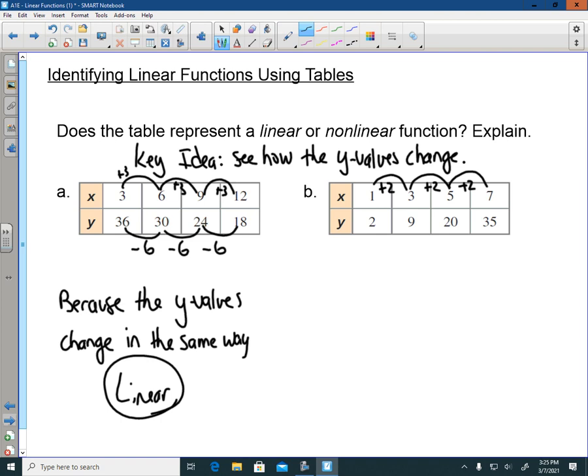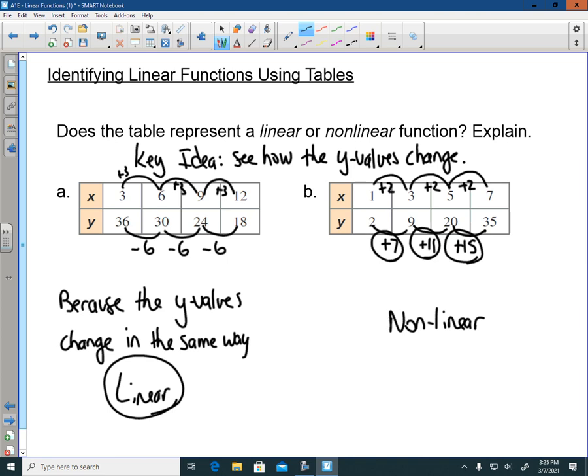But look what's happening in the y place. In order to get from 2 to 9, you have to add 7, correct? But in order to get from 9 to 20, you have to add what? 11. And then to get from 20 to 35, you have to add 15. And so you see how the y values are not changing in the same way. You have to take a bigger step every time. This means this is nonlinear.